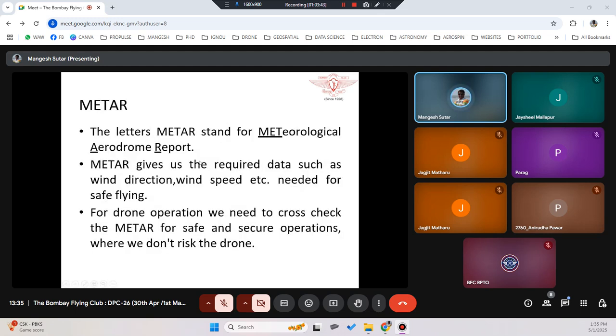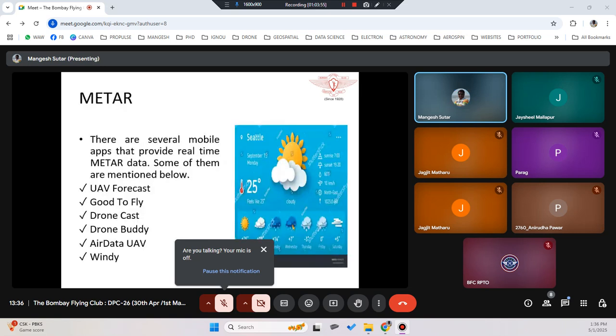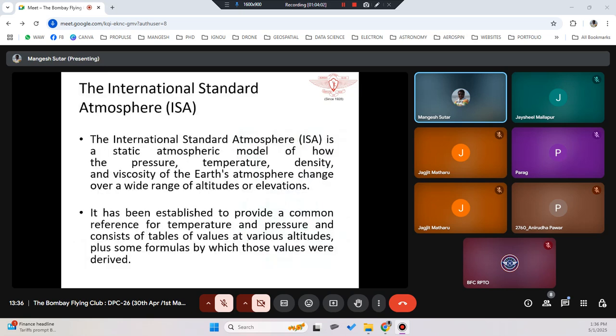Okay, METAR is data which is available for pilots to understand the current and the forecasted weather condition of that particular location, airport or aerodrome. Okay, so for METAR, there are apps also available, so based on the apps also you can know the METAR conditions. International standard atmospheric pressures.